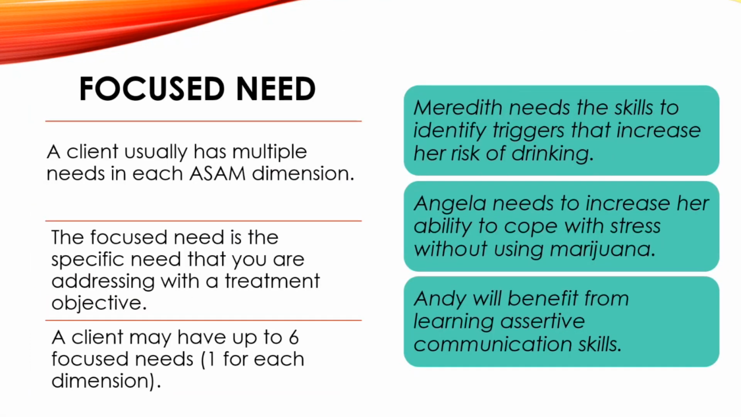Start with the focus need. When we're looking at a client's long list of needs that we've identified in that assessment, we want to simplify things and just handpick about one need per dimension, assuming that this client has needs in all 6 dimensions. They may not, but let's say that they do for this purpose, then we would just be looking at what is the prioritized need out of each of these 6 dimensions for this client.